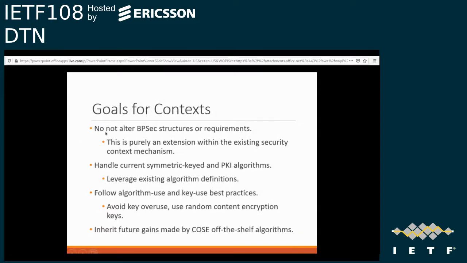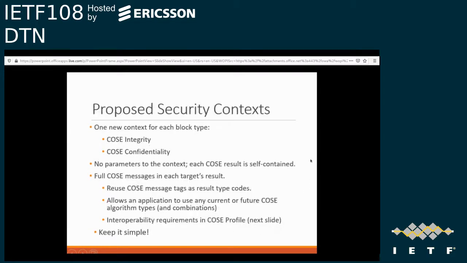So the point here is that this is all being done in the existing BPSec structure. This is a BPSec context. It's doing everything in the way that BPSec says it ought to be done, but it's doing the parameter encoding in a way that is extensible. And the point here is this last item: to inherit the future gains that come from future COSE work. Now, this is not supposed to be something that is going to be across the board general use. I don't know that this necessarily represents a minimum to implement, but the intent here is that it is internet applicable security that already exists.